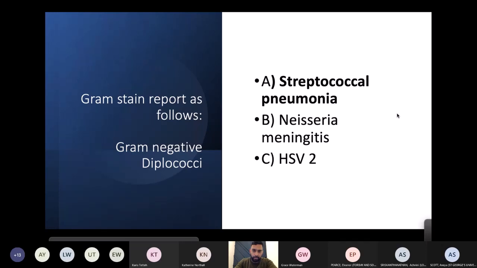No, okay, wait, that's wrong. It's Neisseria meningitis. Sorry, I think I've highlighted the wrong thing. Streptococcal pneumonia is a gram positive, and Neisseria meningitis is your gram negative. So yeah, sorry, whoever's placed B, that's correct. HSV is herpes simplex virus. It's a virus, can't be gram stained, has to be PCR'd.